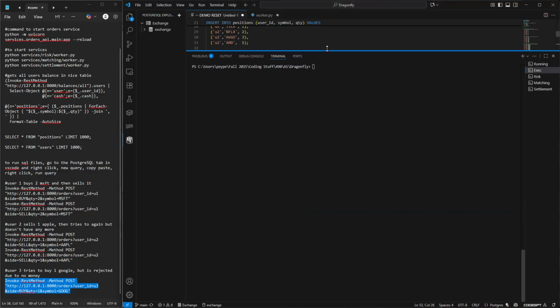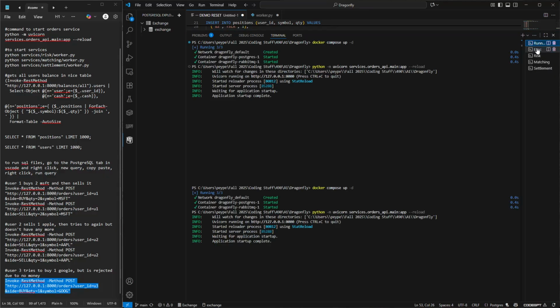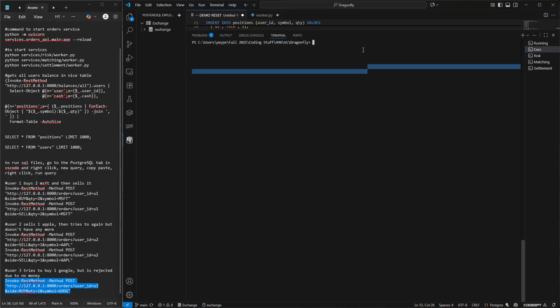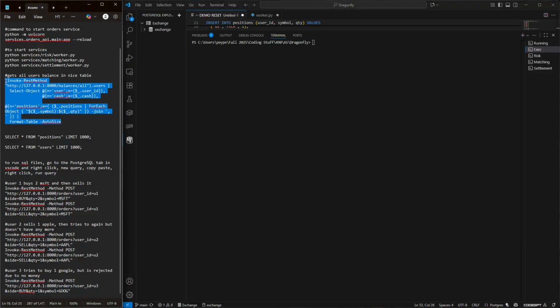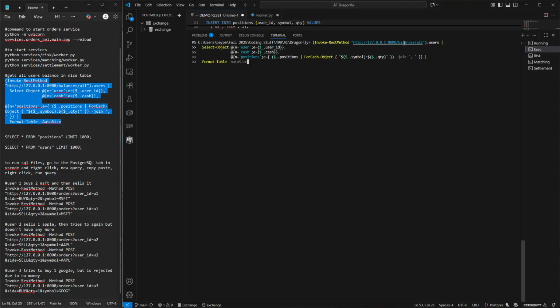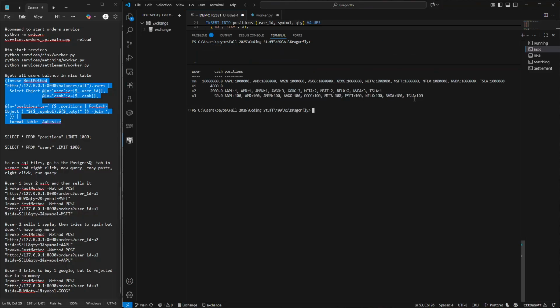So now getting back here, we can go ahead and look at our exec. These are just different command lines running the different workers. And if we invoke a service, the balances service, we're going to invoke all. You could do this for specific users, and it'll pop up what the specific users have that's stored in the Postgres database, but I'm just going to make a pretty looking table for all the users. So if we do that right there, you can see for each user the amount of cash they have as well as the positions and how much of the stock they have.